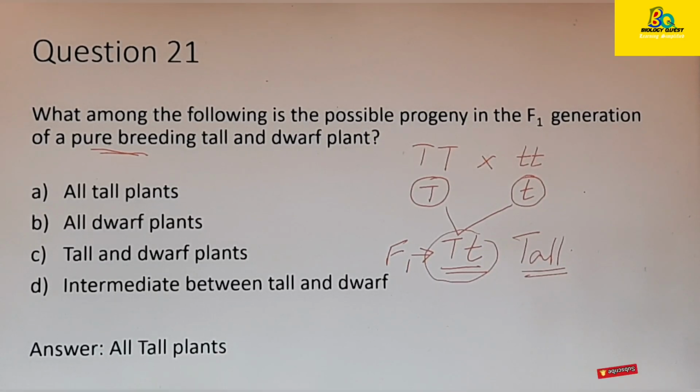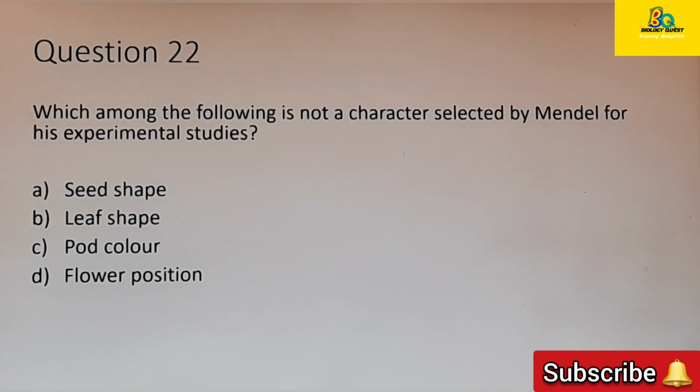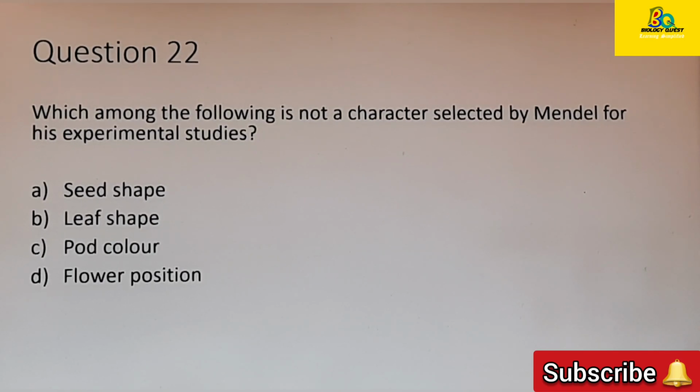Okay. Next question. Which among the following is not a character selected by Mendel for his experimental studies? Options are seed shape, leaf shape, pod color, flower position. In one of the previous questions I mentioned the different characters that Mendel studied. So which is not a character that was selected by Mendel? The correct answer is option B, leaf shape.